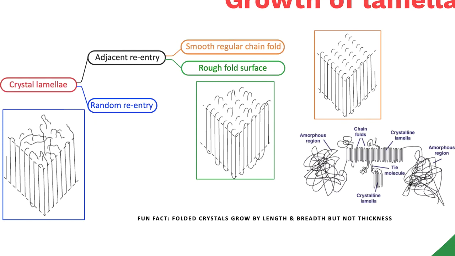lower melting temperatures. Now, holding these amorphous regions and crystalline lamella in place or together is this thing called the tie molecule. Now, the tie molecule is important because it determines the mechanical properties of a semi-crystalline polymer.